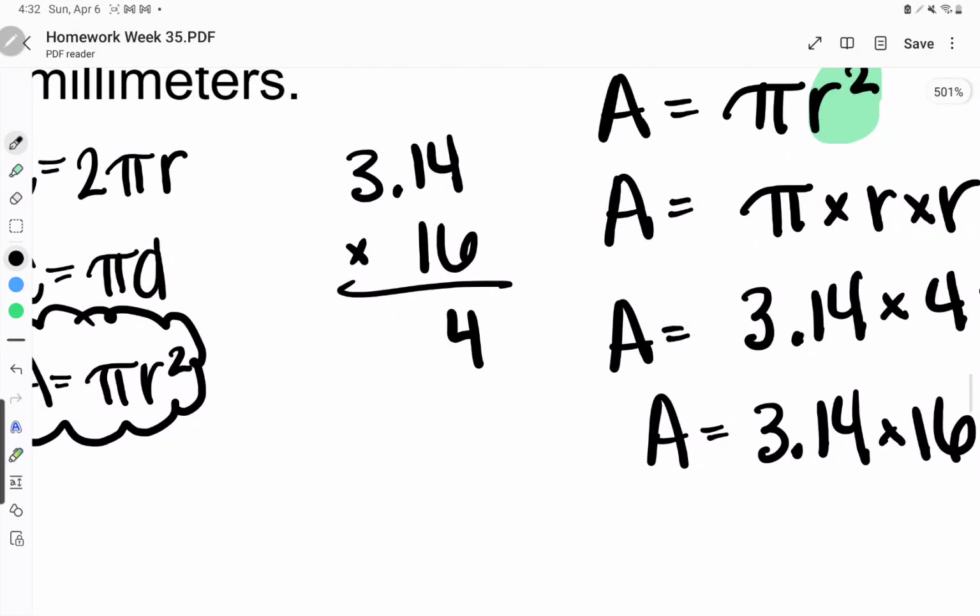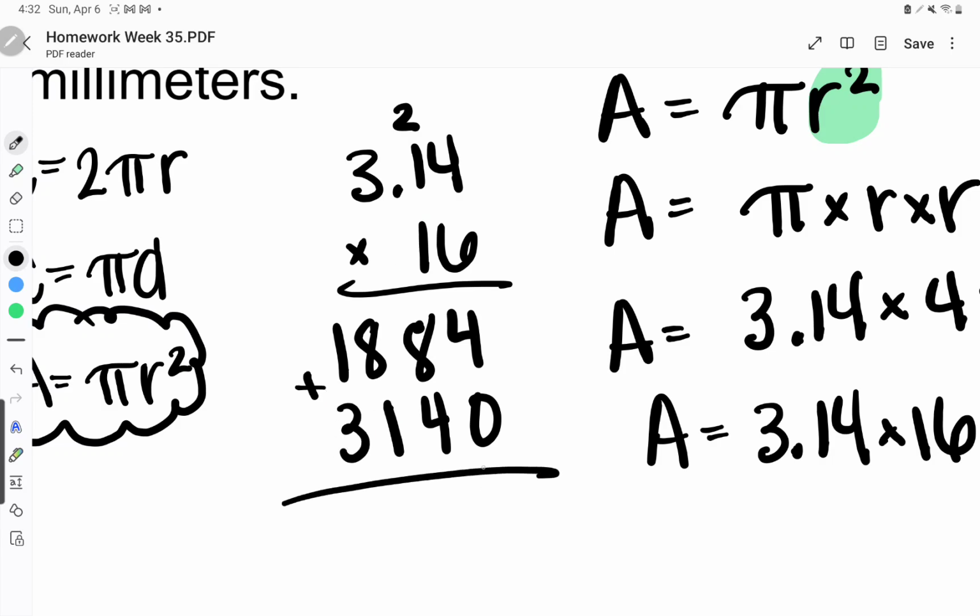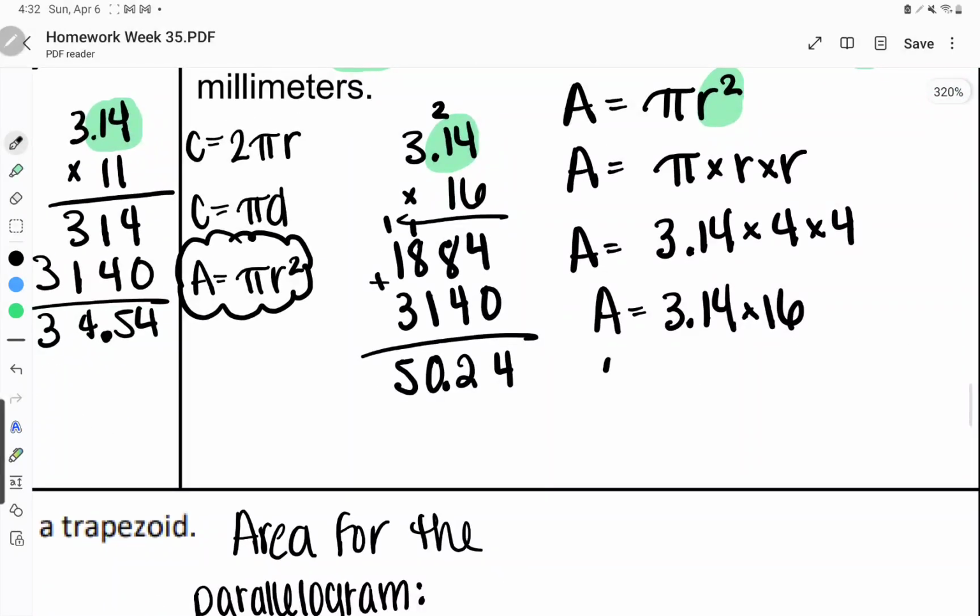4 times 6 is 24, so I write down a 4, carry my 2. 6 times 1 is 6, plus 2 is 8. 6 times 3 is 18. I'm on my next row now, so I add a 0. 1 times 4 is 4, 1 times 1 is 1, and 1 times 3 is 3. Add it all together. 4 plus 0 is 4. 8 plus 4 is 12, so I write down a 2, carry my 1. 1 plus 8 is 9, plus 1 is 10, so I write down a 0, carry my 1. 1 plus 1 is 2, plus 3 is 5. I have 2 decimal places here, so I will have 2 decimal places down here, and that will give me an area of 50.24 millimeters squared.